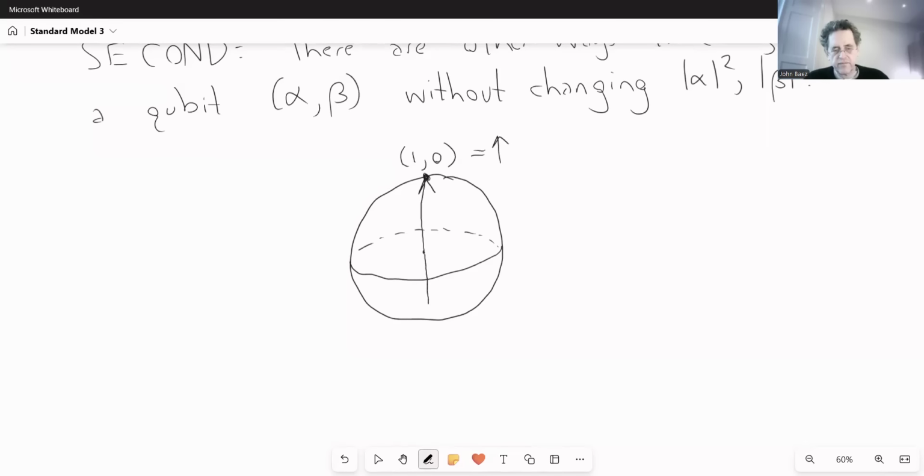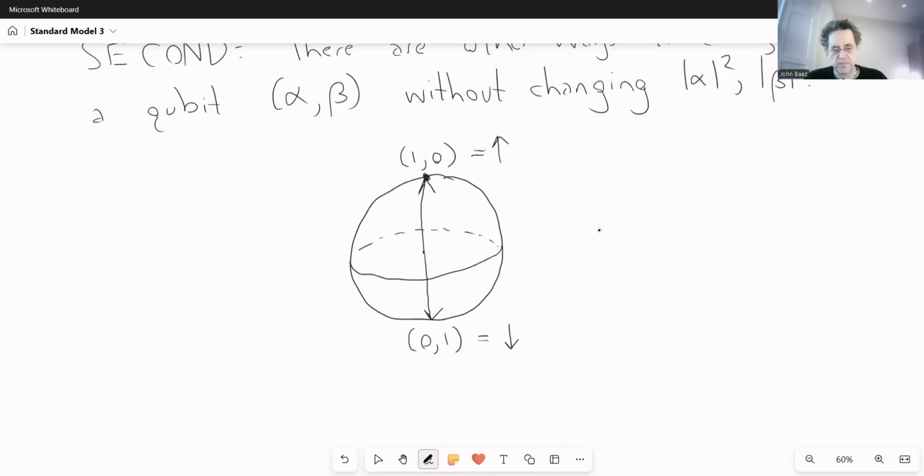Similarly, pointing straight down corresponds to the qubit 0, 1, where now the probability is 1 that it's down and 0 that it's up. So a short name for this qubit is simply down. You're sure that it's pointing down. But there are lots of other points on the sphere, and amazingly, and this is really freaky, there are qubits that describe every point on the sphere in 3-dimensional space.